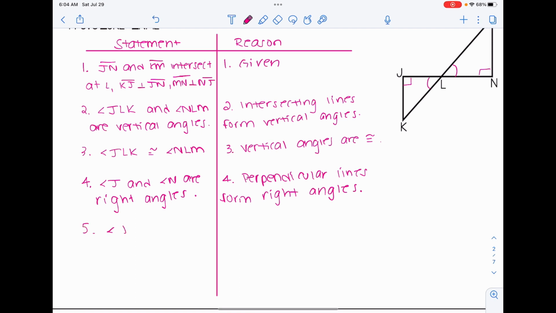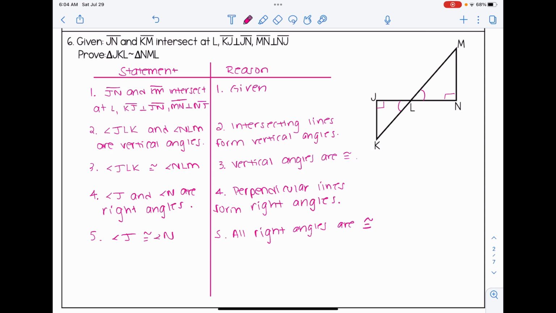And then I'm going to say they're congruent because all right angles are congruent. Every right angle has a measure of 90 degrees, so they're all congruent to each other. Well, it looks like we have angle-angle here now, so I'm just going to write my proof statement that triangle JKL is similar to triangle NML, and that's by angle-angle similarity theorem.